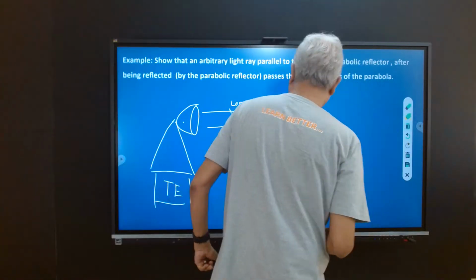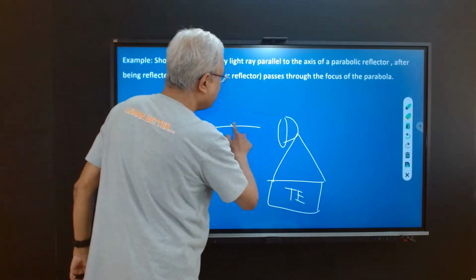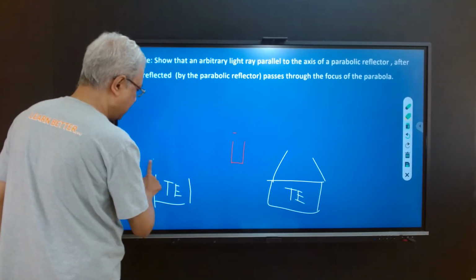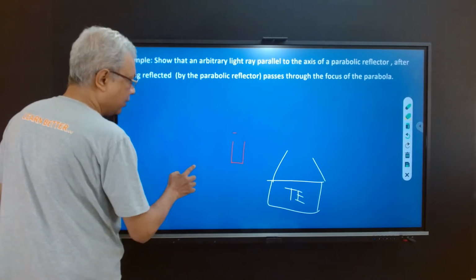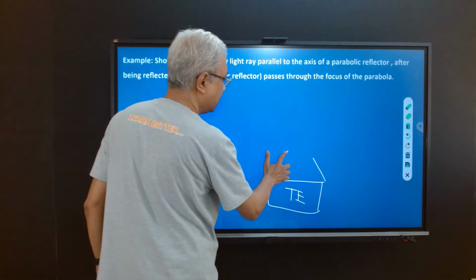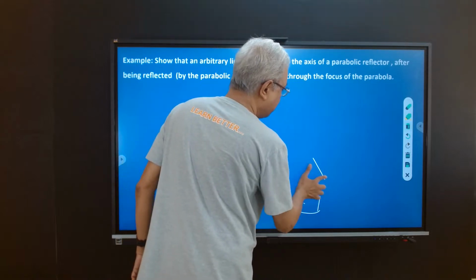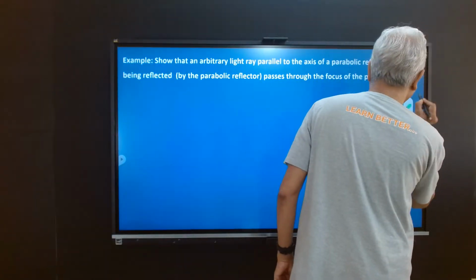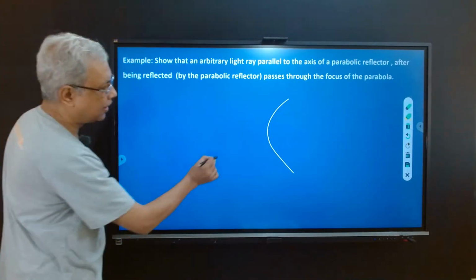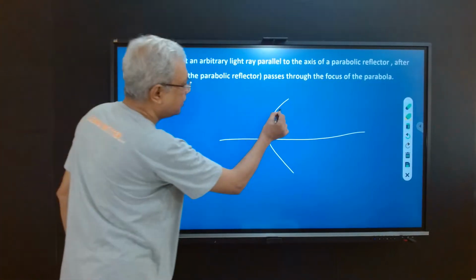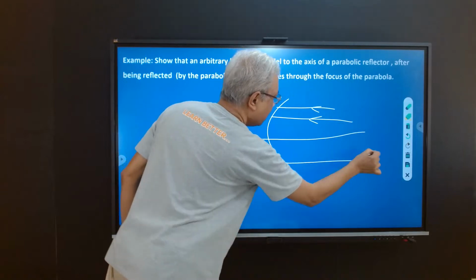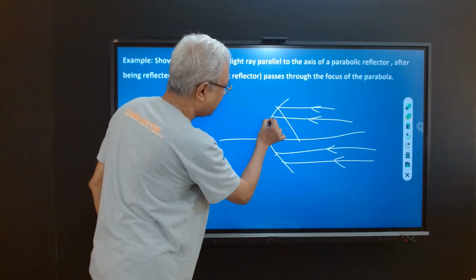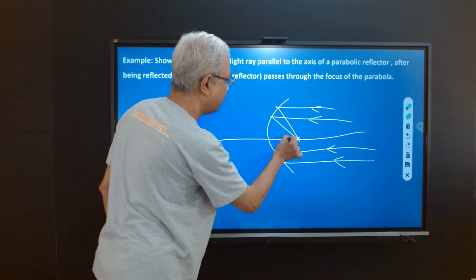So the basic thing is, in a parabolic reflector, if a ray of light or a ray of electromagnetic energy comes parallel to the axis of the parabola, then after reflection it passes through the focus. That is a wonderful property of the parabola. It focuses the energy which is coming parallel to the axis of the parabola. So this is a parabola, for example, and this is the axis of the parabola. If energy comes from infinite distance like this, all parallel to the axis, then after reflection it gets focused at the focus of the parabola.